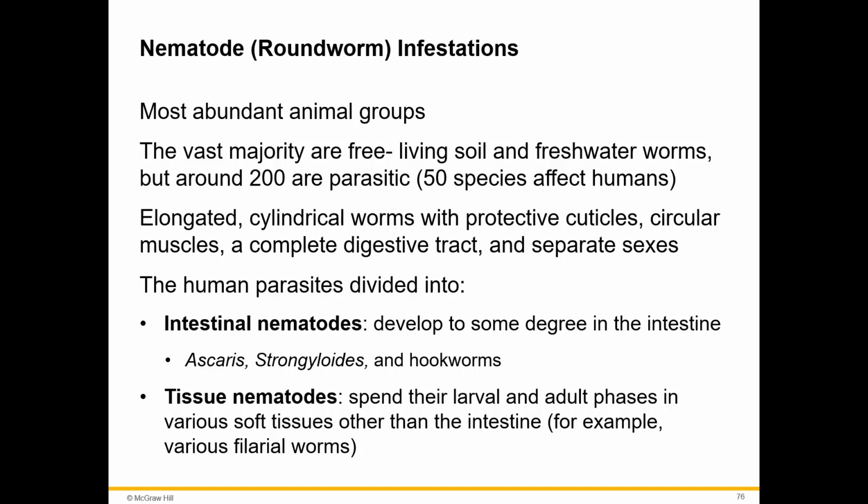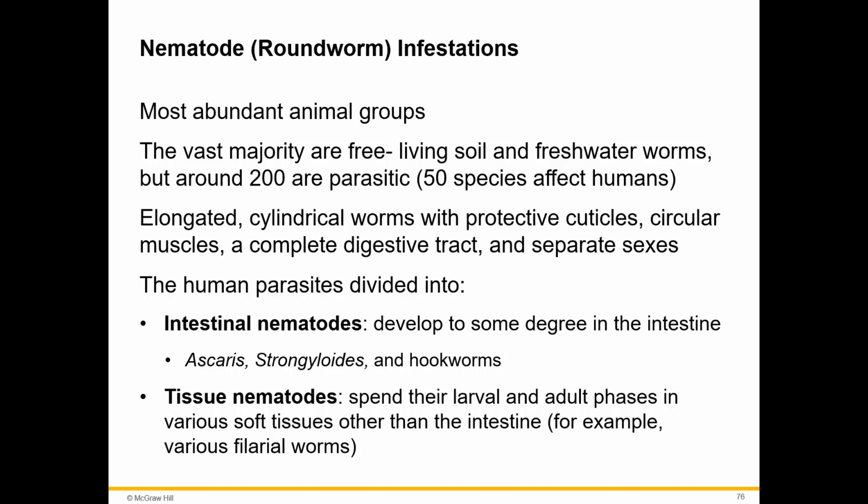And they have an outer cuticle. They also have circular muscles. And they have a complete digestive tract. Okay, so they've got a mouth, an intestine, and an anus. And they also exhibit separate sexes.